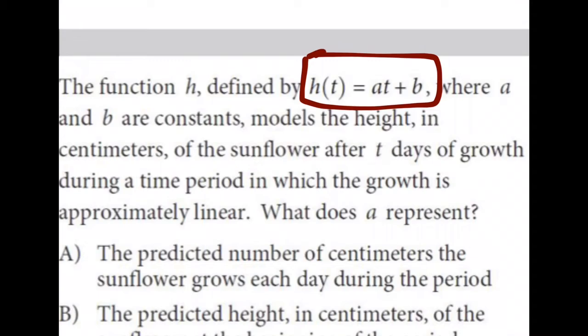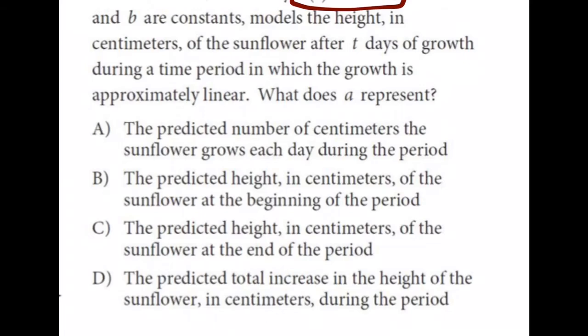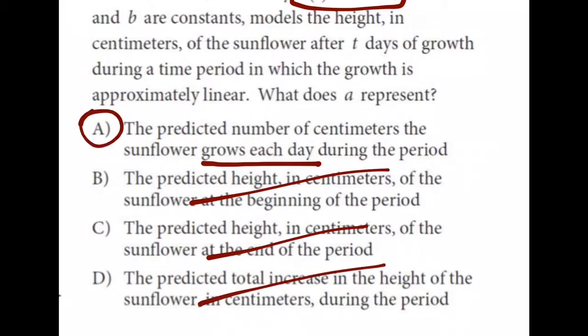Well, they tell us that a is a constant, so this is very similar to y equals mx plus b, and a is in the m slot, so it represents the slope. So which one of these answer choices looks like slope? We see here how much it grows each day. It has that keyword each. And this one is height at the beginning. That's no good. Height at the end, also not useful. The predicted total increase, well, we want the increase per day, so A was correct.